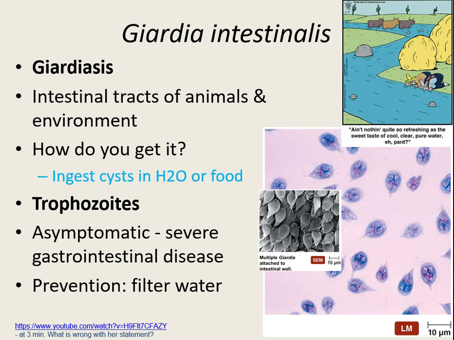Now, once we ingest the cyst and it gets into our digestive tract, it develops into the trophozoite stage. The trophozoite stage is the flagellated stage. Now, it looks like it's got two little eyes, but those are not eyes, those are actually suction cup discs that allow these trophozoite stages to attach themselves to the intestinal wall lining and completely coat it. So this is an actual picture of the intestinal wall lining covered in Giardia.